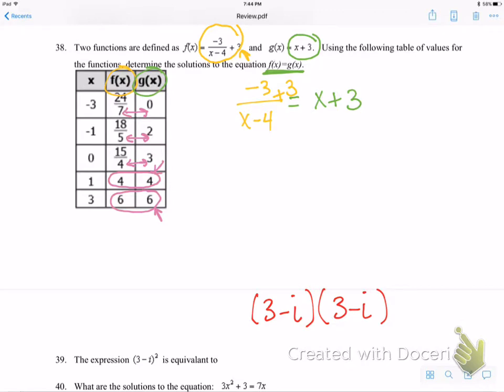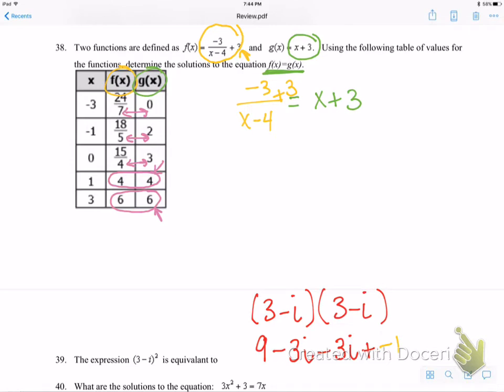We're going to multiply 3 times 3 and get 9. 3 times negative i is negative 3i. 3 times negative i is negative 3i again. And then negative i times negative i is positive i squared. Remember, i squared is equal to negative 1. And these are like terms. So I'm going to replace this with a negative 1 and combine these together. So replace with negative 1.